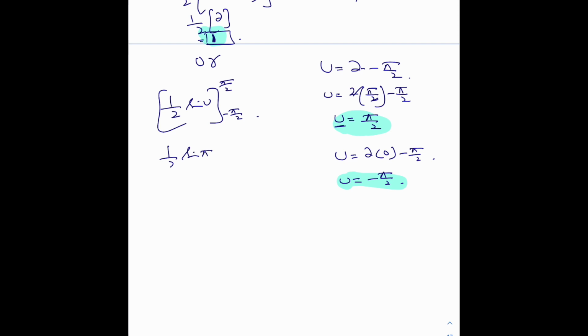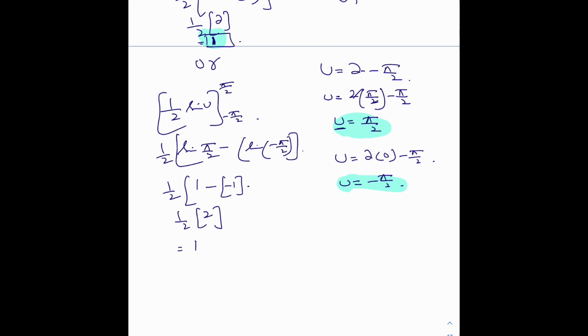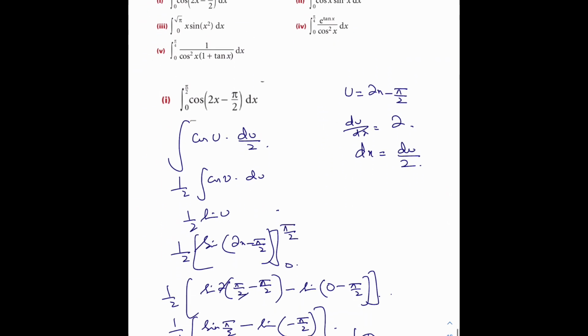Half sine of pi by 2. If I take out half as constant outside, that will make things really easier. Sine of pi by 2 minus sine of negative pi by 2. Half, sine of pi by 2 is 1, minus sine of negative pi by 2 is negative 1. So half into 2, which is also 1. So either you apply the boundaries for x or for u, you will get exactly the same answer.